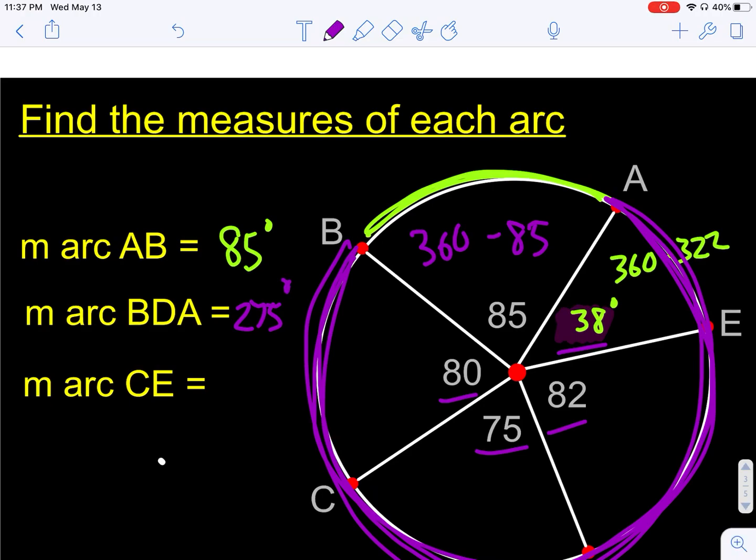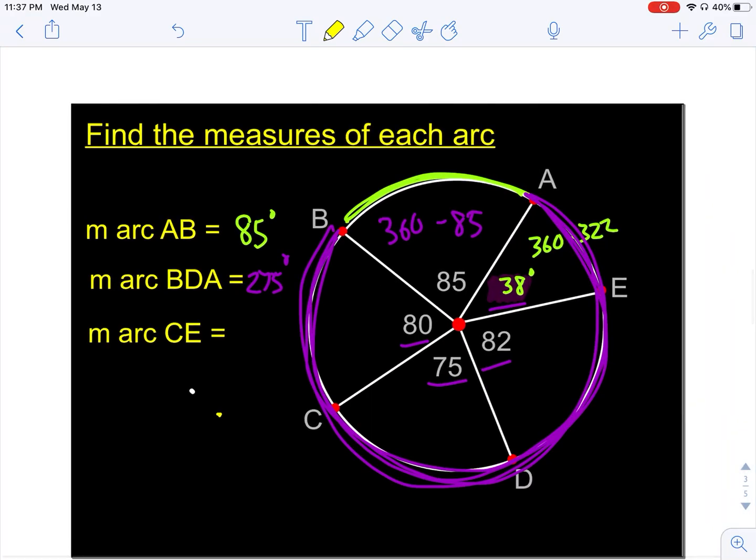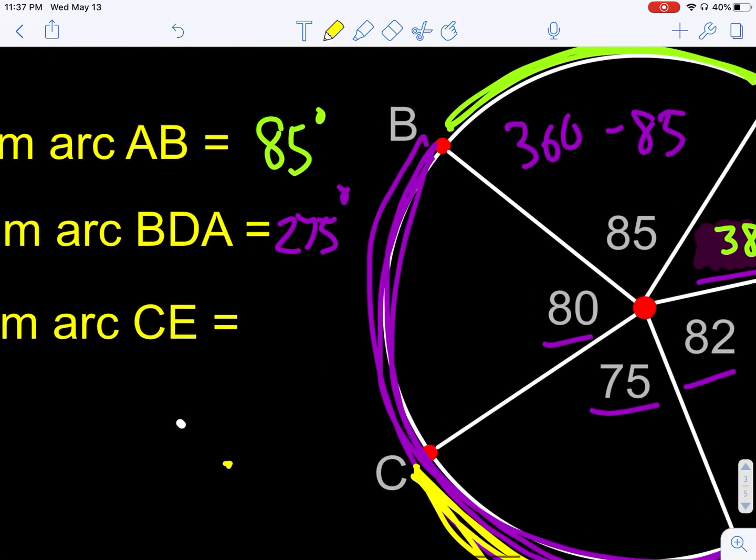And the last one, CE, it is a 2-letter arc, so that means it's going to be less than 180. So from C to E, the short way around, not the long way around, is going to be a total of 75 plus 82, or 157.